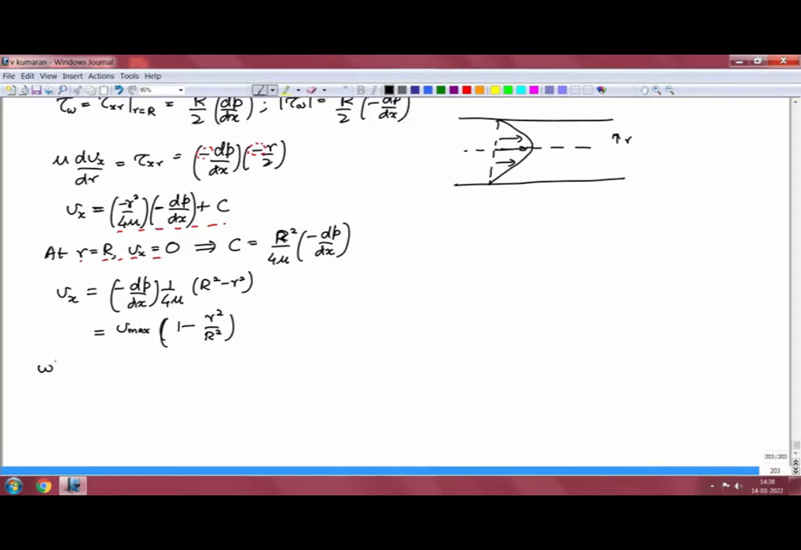Where V max is equal to R square by 4 mu into minus dP by dx. That is the expression for the maximum velocity, where V max is the maximum velocity at r equal to 0. At the center, r is equal to 0, V is equal to V max.